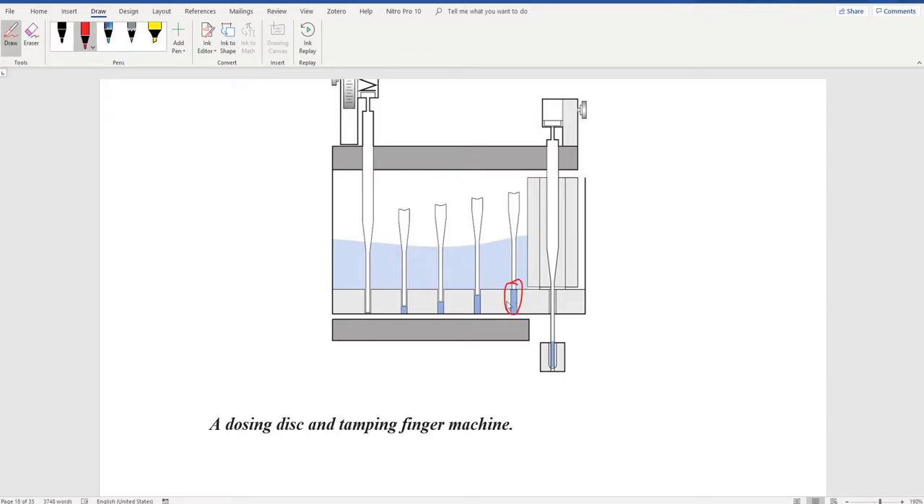Now, how much does the tamping finger compress? The more it compresses, the more powder can get inside. So the weight of this plug depends on how much powder you put here. It depends on the height and the diameter of the holes, and it depends on the compression of the tamping fingers.